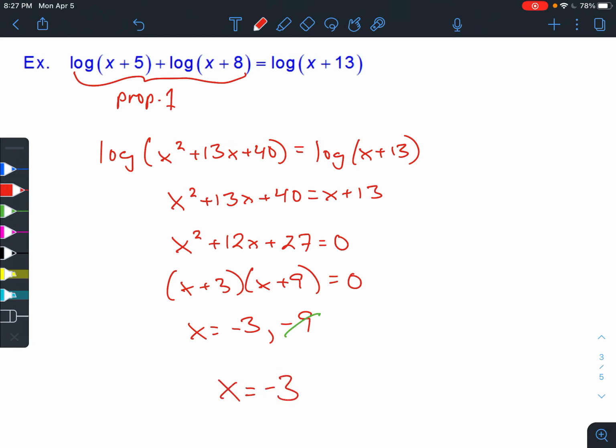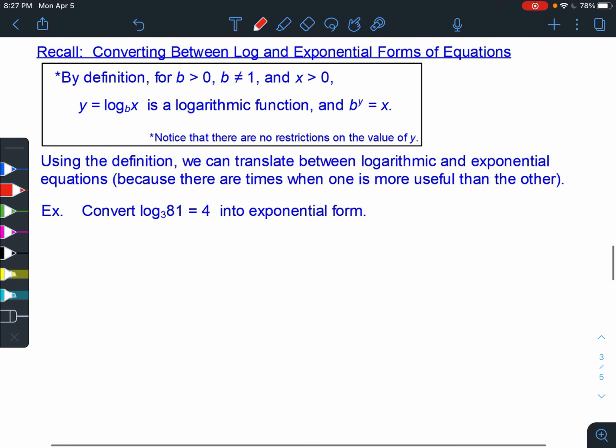So please don't assume that any negative is necessarily bad. It's about whether or not you get a negative when you plug that value into the original problem. That's when it becomes bad. Nothing wrong with having a negative answer as long as it checks out in the original problem.